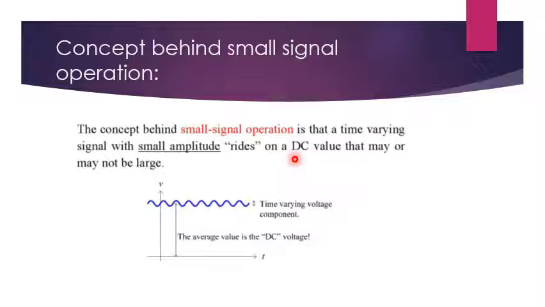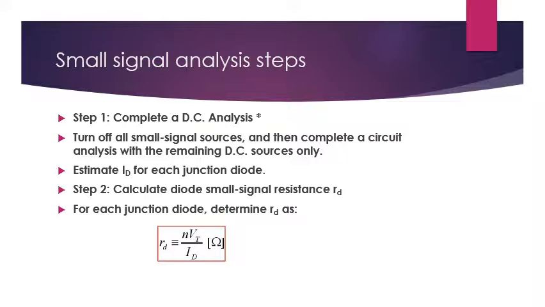Your DC is a constant one, right? So a small amplitude rides on a DC in the sense that there will be a small AC signal. So here, in the time varying voltage component, the average value is the DC voltage. Clear? Right. Now, we will go for the small signal analysis step by step. So, how are you going to do the small signal analysis?